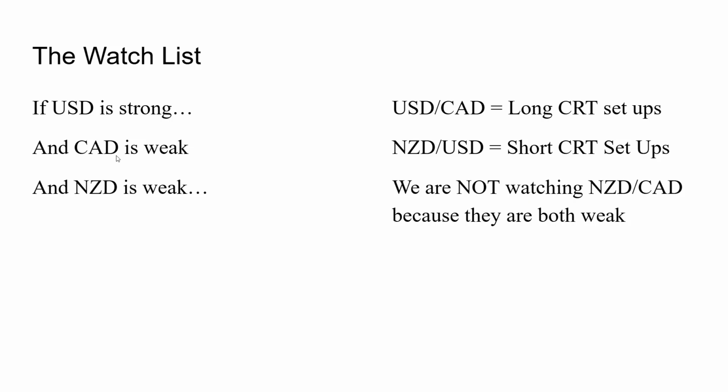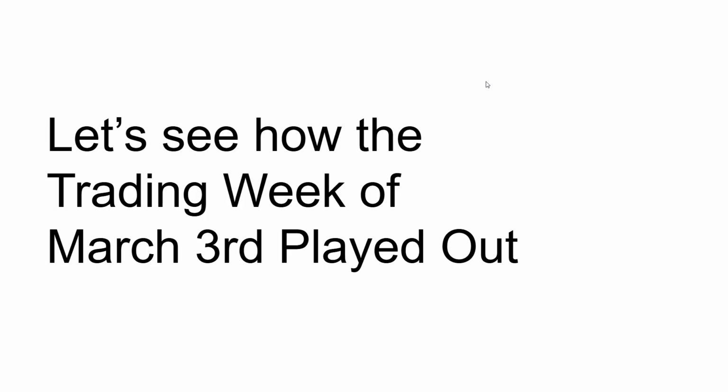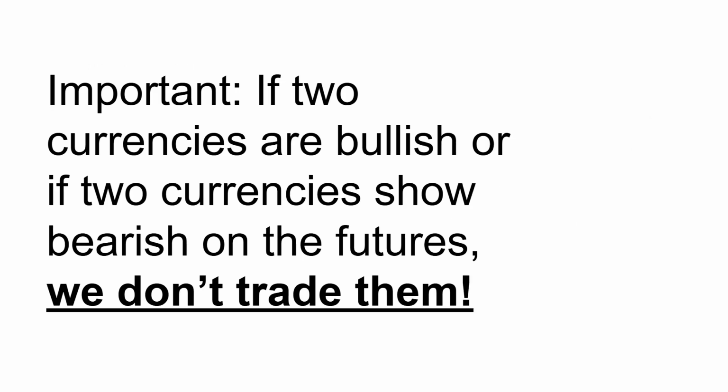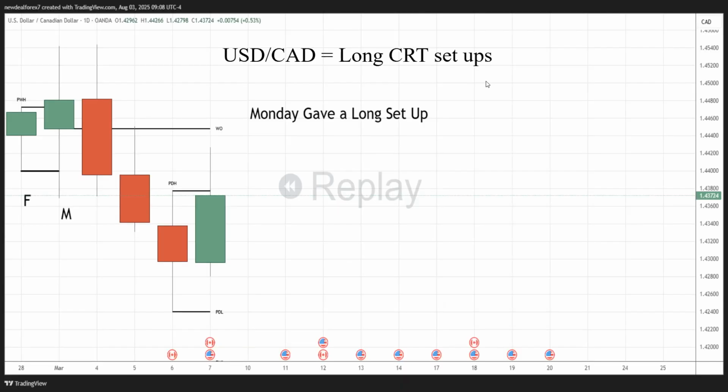But we're not going to pair New Zealand and Canadian because they are both weak. That's very indecisive, and we don't want to bother with that. We only pair the weak and the strong. So let's see how the trading week turned out for those two pairs. Just remember, if two currencies are both bullish or both bearish, if they have the same thing, we don't trade those. Only trade weak currencies against strong currencies or strong currencies against weak currencies.